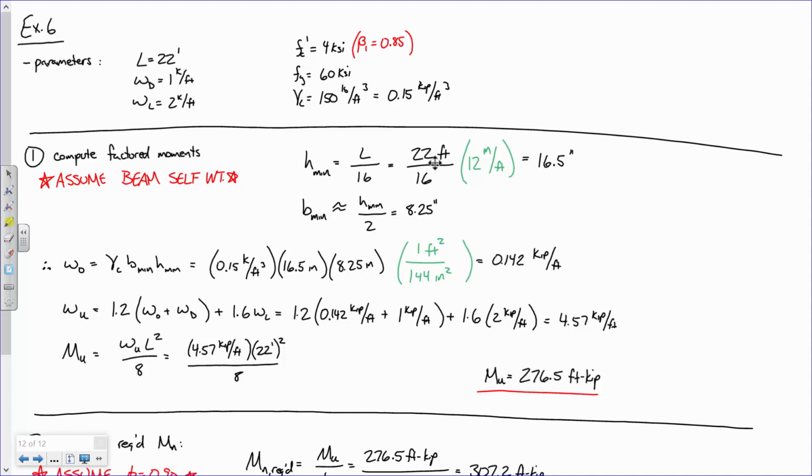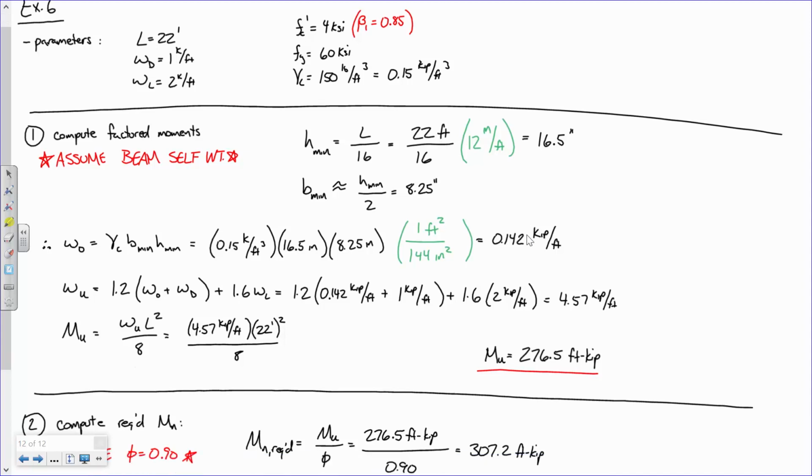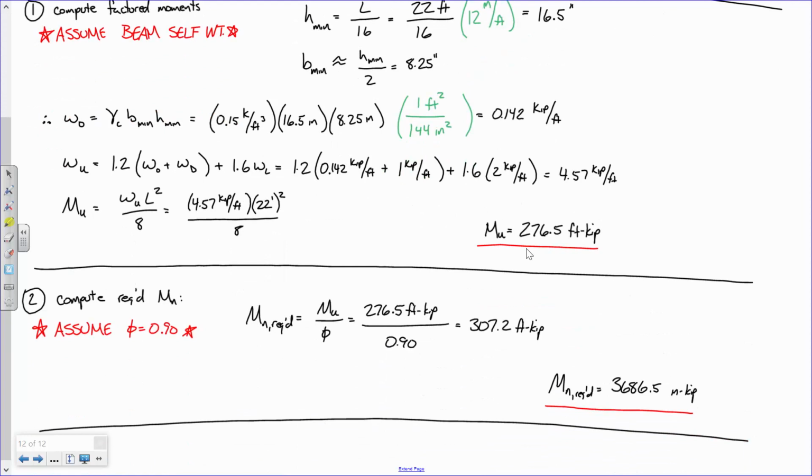Now, factor our loads, 1.2 dead plus 1.6 live. Note that I have factored both the self-weight and the dead load together, and then WL squared over 8 to get 276.5 foot kips. So that is the factored moment. That is how much moment we are putting on the beam. So this is our target. The beam has to have a ϕMn of either this or higher. Does that make sense? Okay, so that's step one.